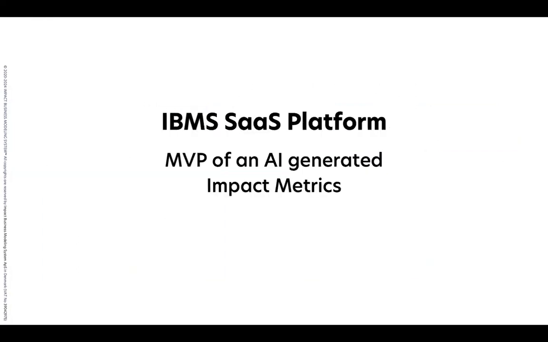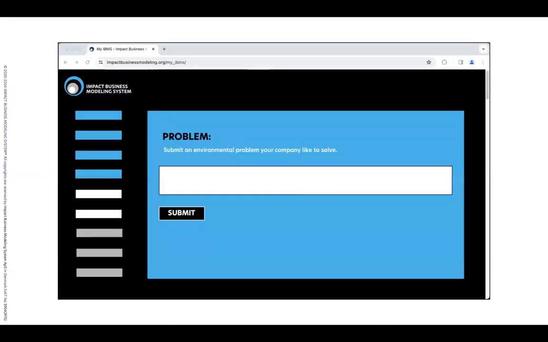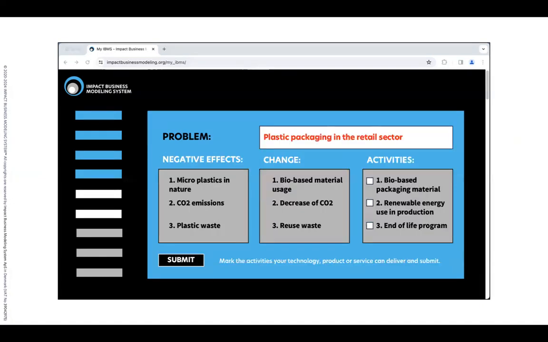Our project will use artificial intelligence and large language models to make it possible for startups to do this themselves without our manual advisory program. We envision a SaaS platform where they submit the problem. For instance, plastic packaging in the retail sector. They will automatically get an overview of the negative effects, the changes needed, and proposal of activities.